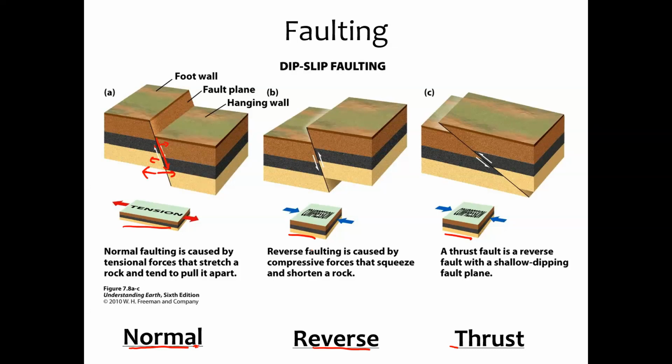For reverse or thrust faulting, if we look at those same rocks, we will see that there's a component of the motion that is actually pushing together. If we break that up into 90-degree motions, those motions push together. And that's how we can tell that these faults resulted from compression.